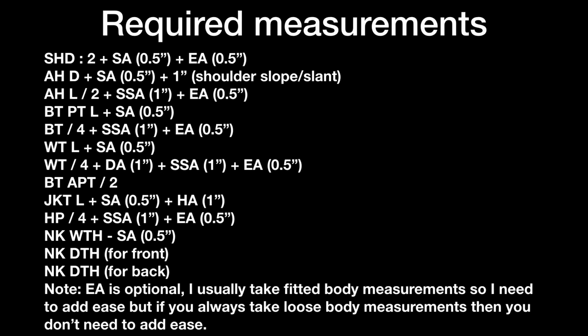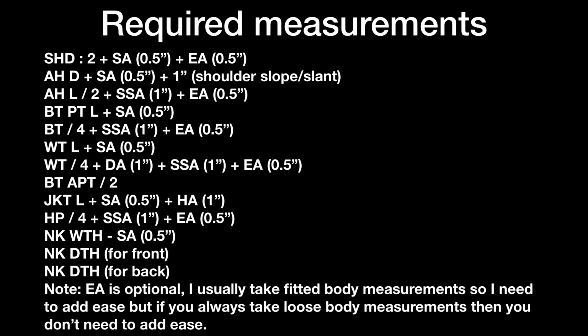Bust divided by 4 plus side seam allowance 1 inch plus ease allowance is 0.5. Waist length plus seam allowance is 0.5. Waist divided by 4 plus dart allowance 1 inch plus side seam allowance 1 inch plus ease allowance is 0.5. Bust apart divided by 2.